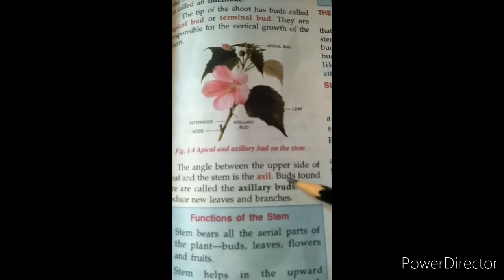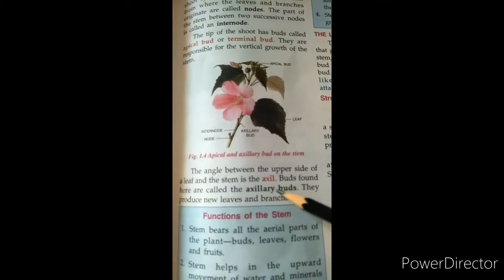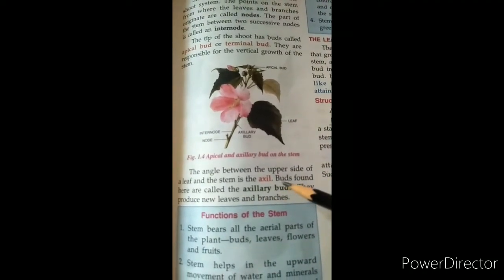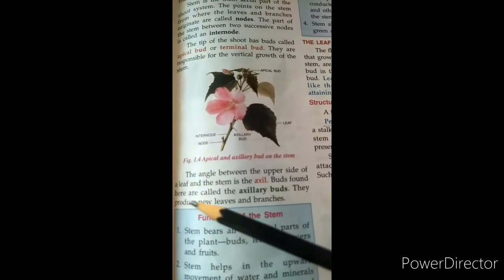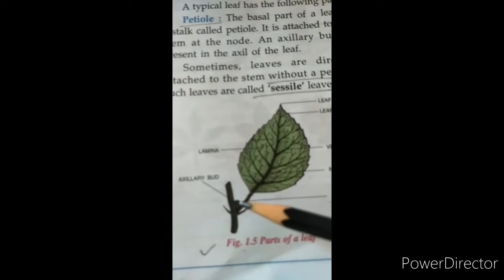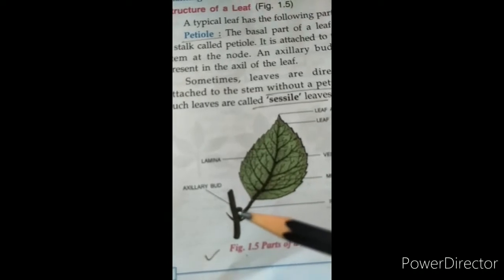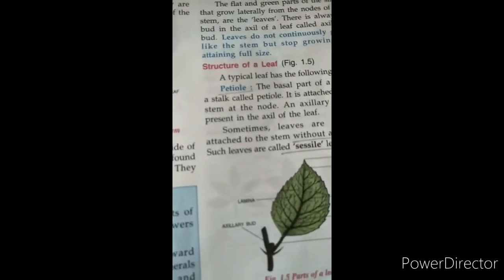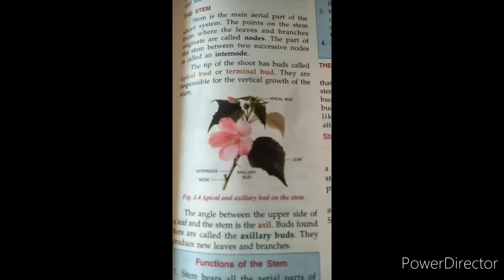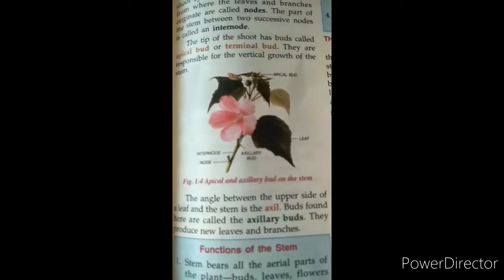Now, the buds that are found in the axil are known as axillary buds, and these will produce new leaves and branches. Here we can see this again very clearly. The axil has a bud, and that bud is known as the axillary bud, and it is from this axillary bud that the leaves and new branches originate. Lovely. So we understood a few buds here. We came to know about the terminal bud and the axillary bud. Very nice.